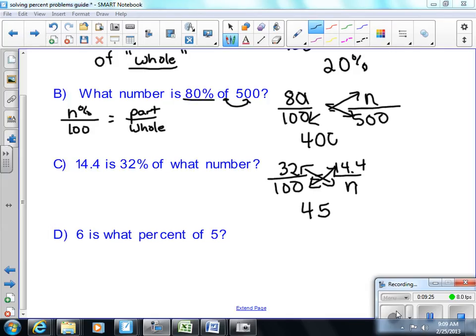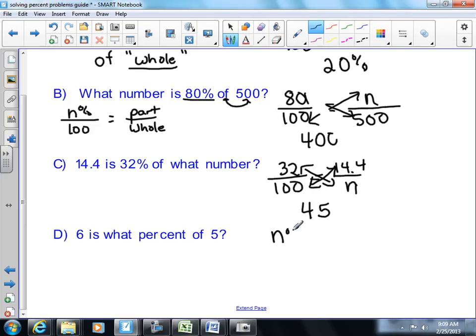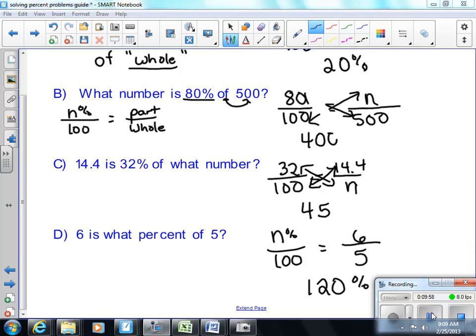Okay, and the last one, how do you set it up? Do you know the percent? No. So you'll have n over 100 equals, which one comes after "of"? The 5. So the 6 is your part. Okay, now let's do your cross products. 6 times 100 divided by 5 gives you 120. And what do I need after that? A percent label. Okay, that concludes our lesson on solving basic percent problems.